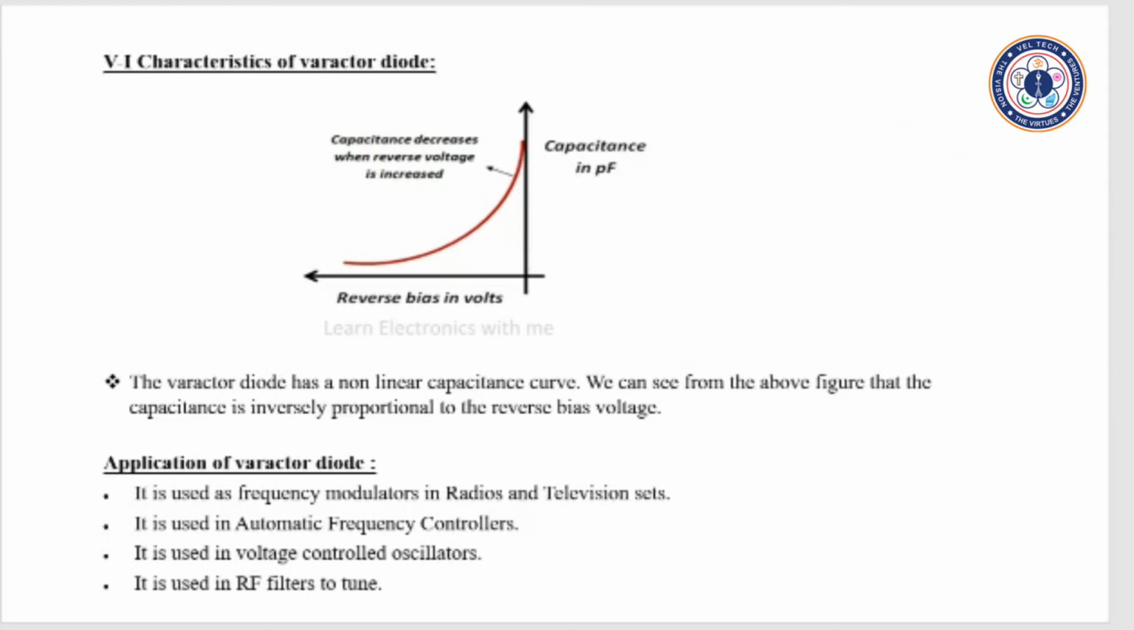Application of varactor diode. It is used as frequency modulator in radio and television sets. It is used in automatic frequency controller. It is used in voltage controlled oscillator. It is used in RF tuner.